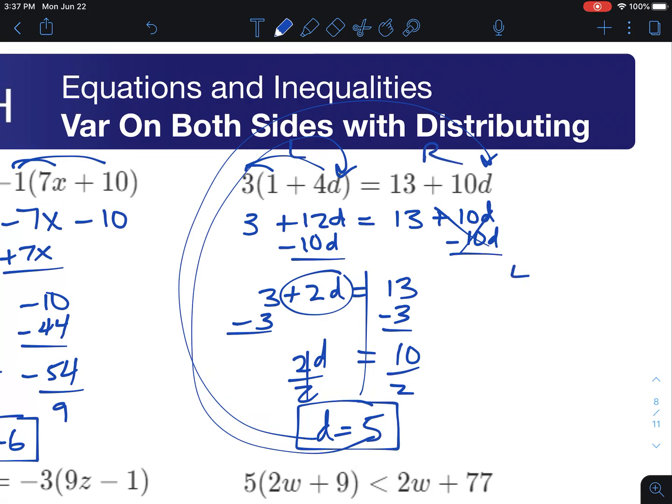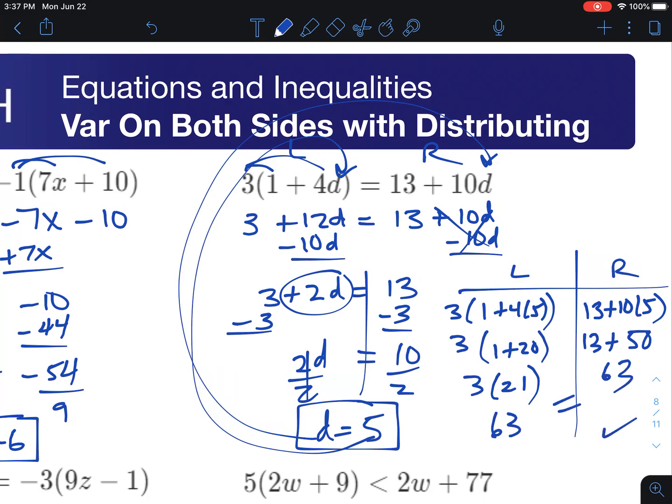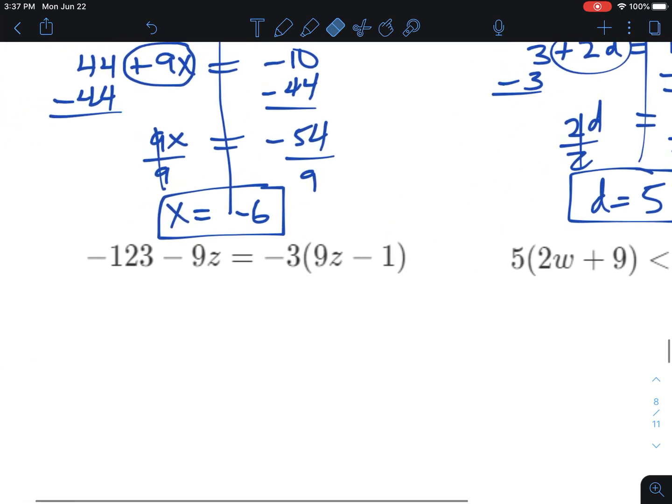So you check the left side and the right side. The left side would be 3 times 1 plus 4 times 5. The right side would be 13 plus 10 times 5. And our job would be to make sure that both sides are equal. So the left would be 3 times 1 plus 20, which is 3 times 21, which is 63. On the right side, it would be 13 plus 10 times 5, which is 50, which is also 63. These are equal, so our answer is correct. So 5 is the correct answer. That's how you check your work.